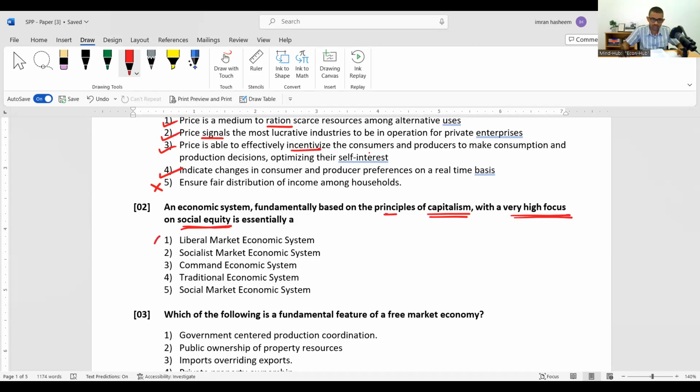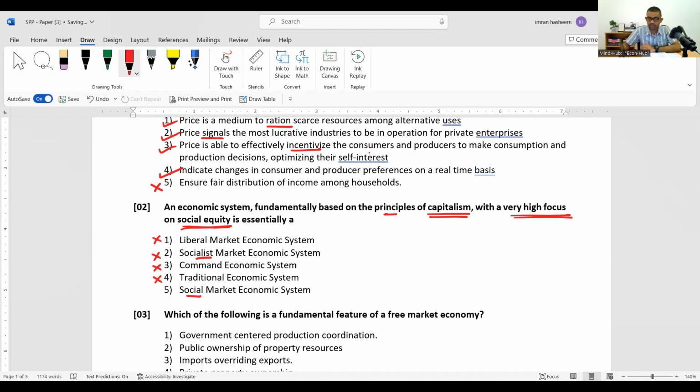So it's not a liberal market economy, right? Liberal market economies don't have a high focus on social equity and fairness and things like that. In the earlier question also, we learned that. Socialist market economic system, no, then there will not be principles of capitalism implemented. Command economic system, again, principles of capitalism will not be there. Traditional economic system doesn't go on capitalism or socialism, but on traditions, customs, and cultural elements. So that's out. Correct answer should be the fifth one, social market economic system.